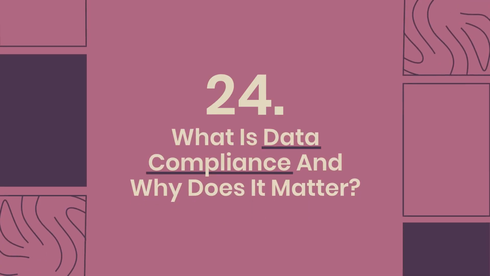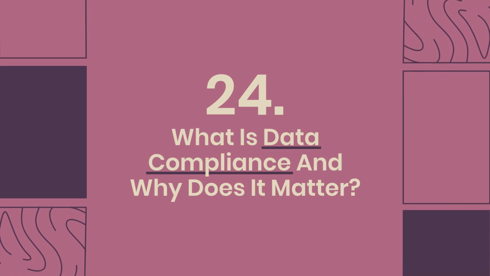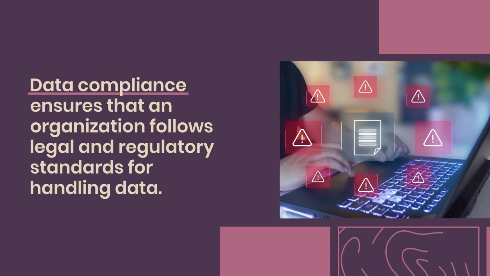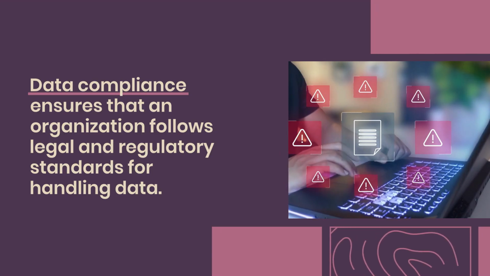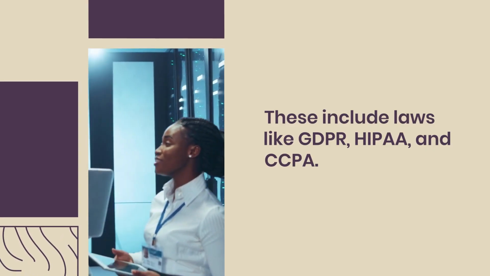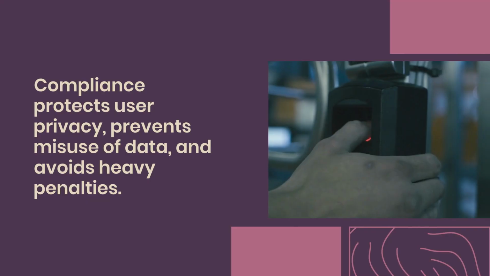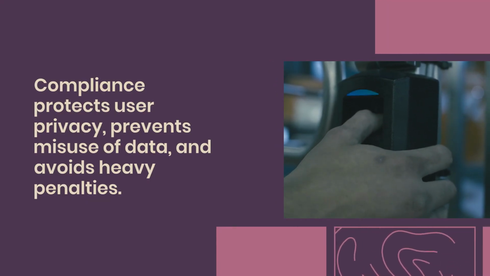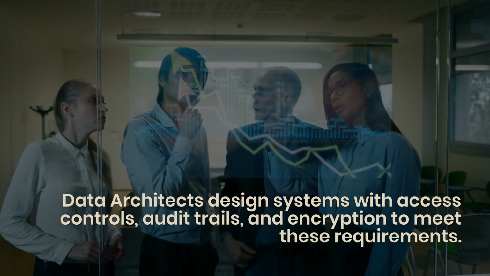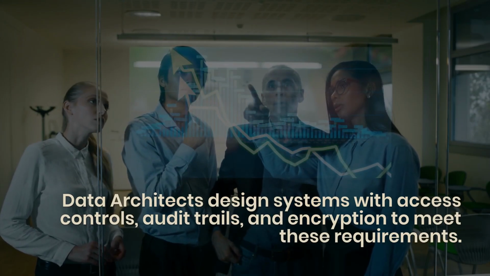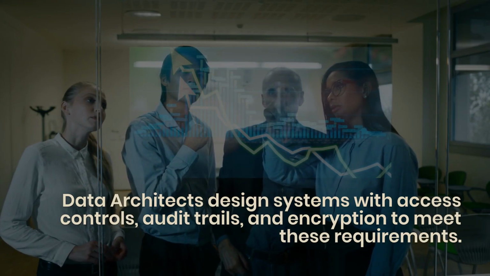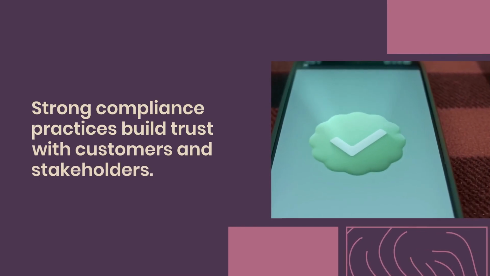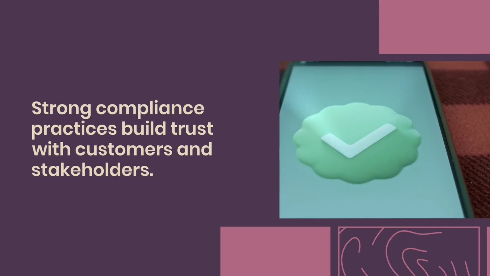24. What is data compliance and why does it matter? Data compliance ensures that an organization follows legal and regulatory standards for handling data. These include laws like GDPR, HIPAA, and CCPA. Compliance protects user privacy, prevents misuse of data, and avoids heavy penalties. Data architects design systems with access controls, audit trails, and encryption to meet these requirements. Strong compliance practices build trust with customers and stakeholders.